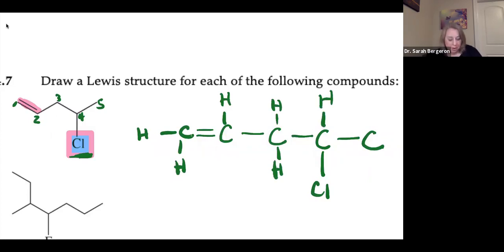The last carbon only has 1 bond. So it needs 3 more bonds. And I kind of painted myself into a corner there. So we gave that last carbon 3 hydrogens.